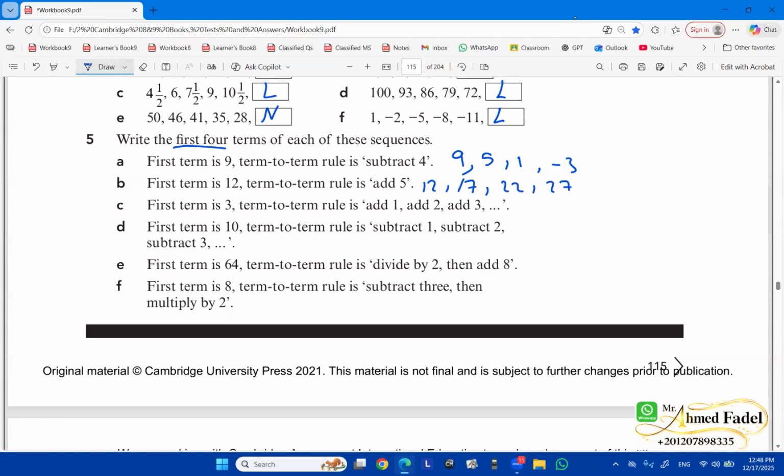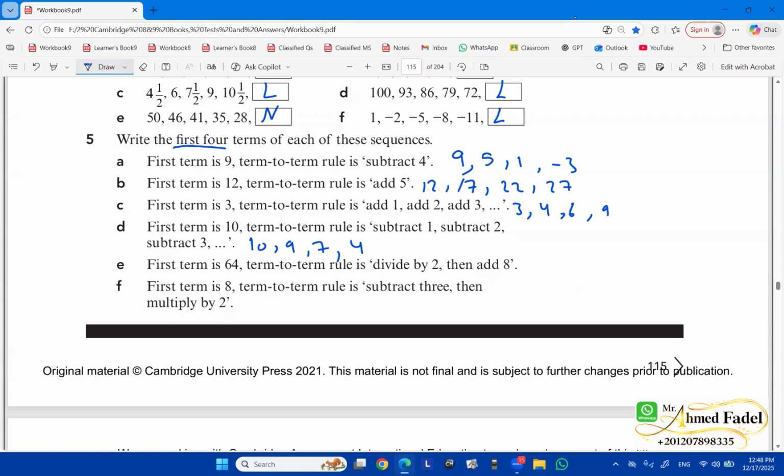First term is 3. And the term rule is add 1, add 2, add 3. So it is going to be 3, then 4. Now I added 1, then add 2, 6, then add 3, 9. First term is 10. Term rule is subtract 1, then subtract 2, then subtract 3. These are the first 4 terms.